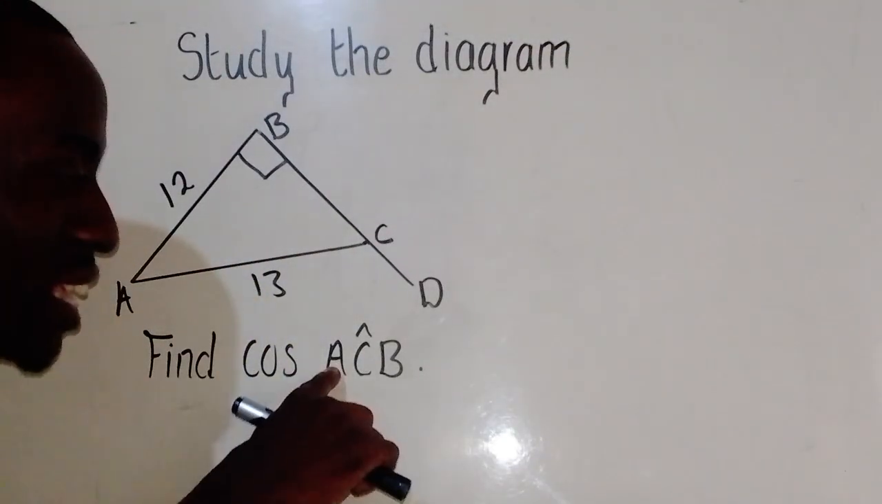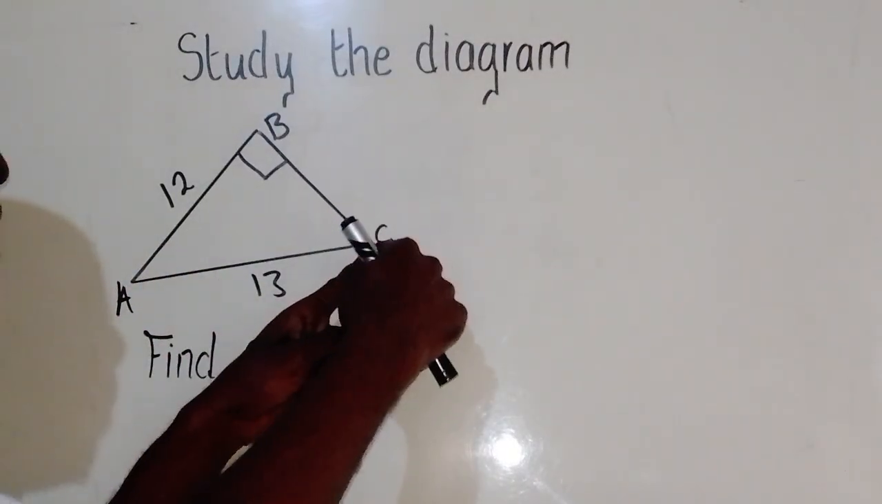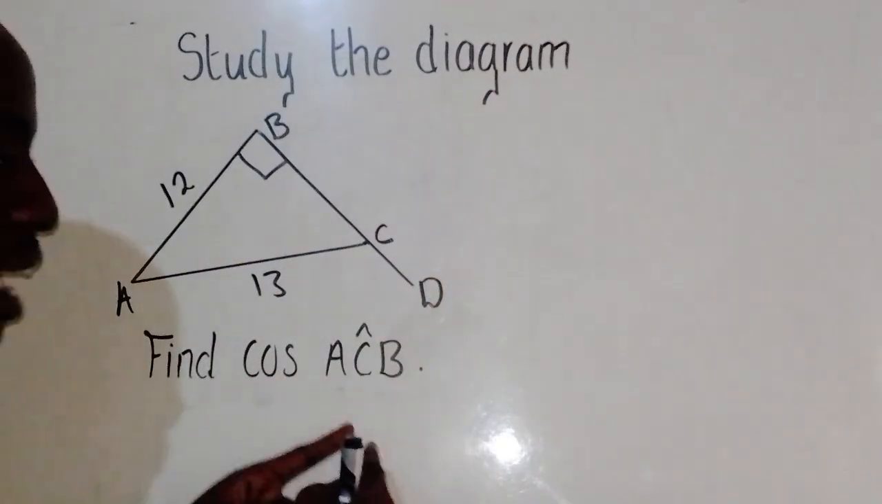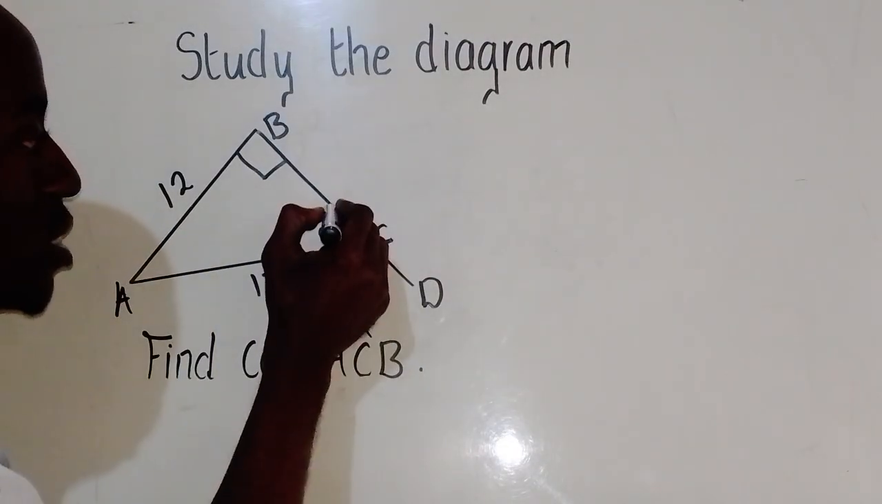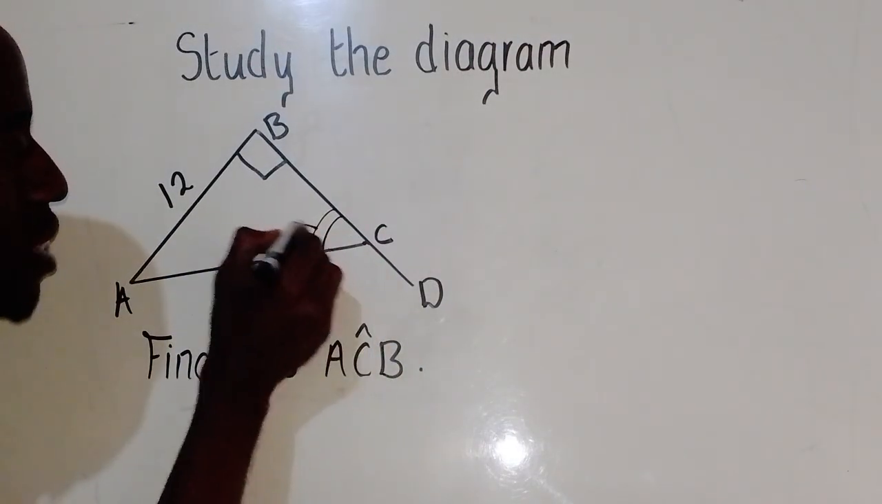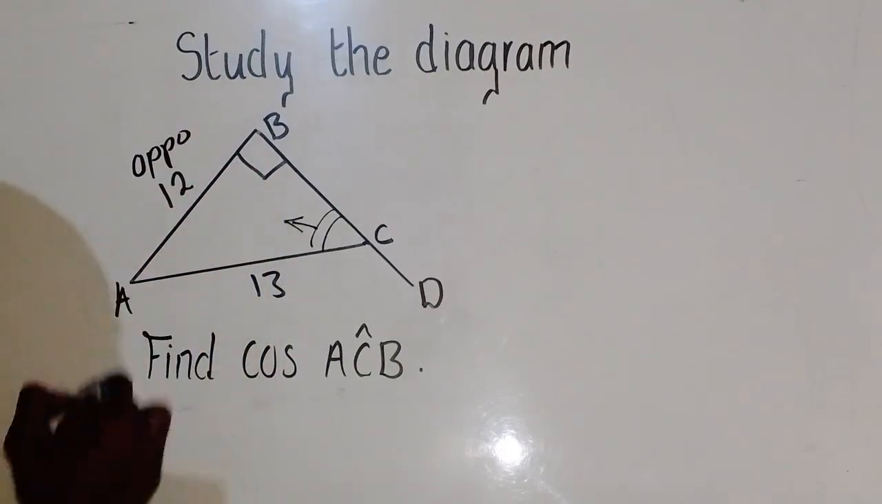So now they have said ACB. A is here, C is here, then B is here. So the angle they are referring to is the angle at C. So they are referring to this angle here. Now, where this angle is pointing, it is the opposite. So this is the opposite.